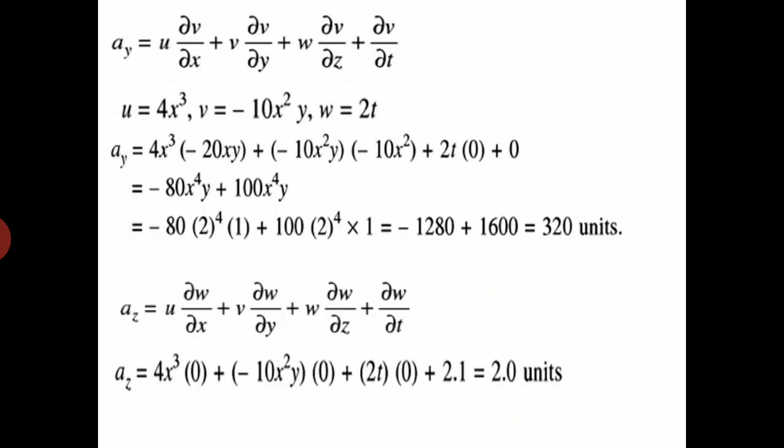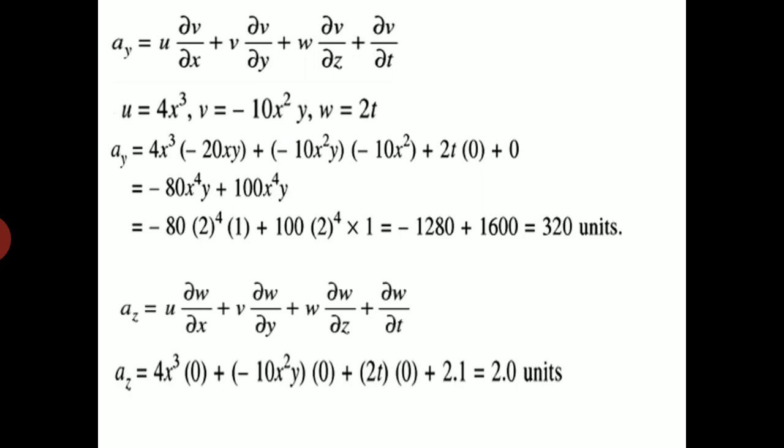So the value of ay, that is acceleration in y direction, I'll be getting it as u into dabba v by dabba x plus v dabba v by dabba y plus w dabba v by dabba z plus dabba v by dabba t. So again, I am having the value of u as 4x cube. I am having the value of v is equal to minus 10x square y. W is equal to 2t. So I am substituting all these values in this equation.